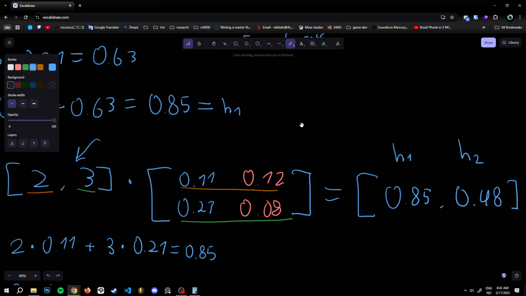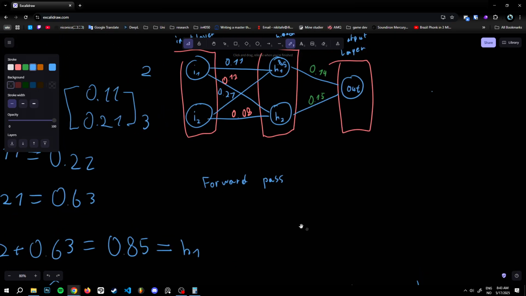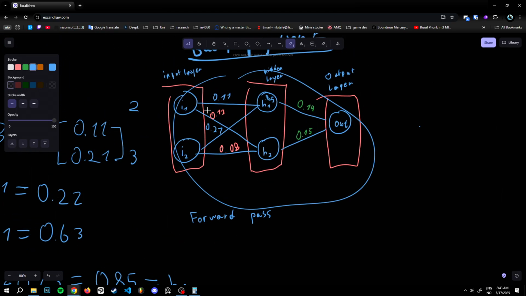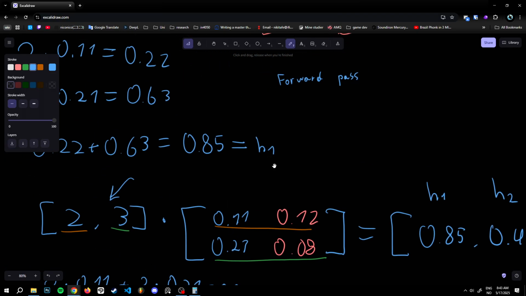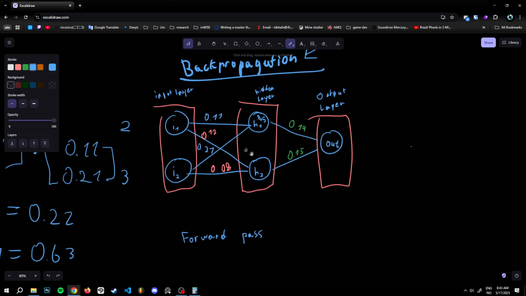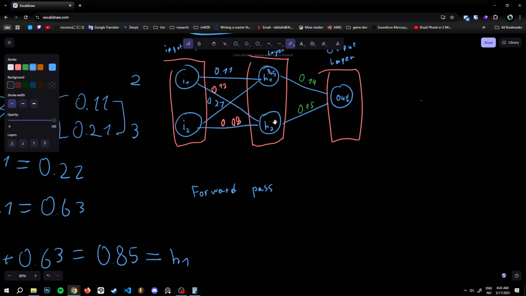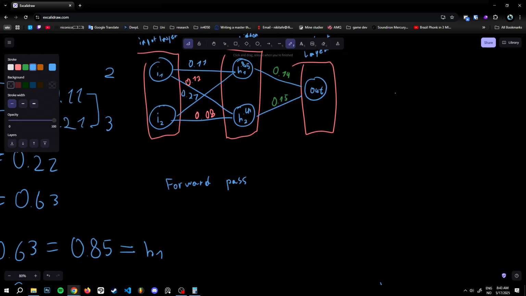And I'm really trying to drill in the beauty of matrix multiplication here, because for the first time, for me at least, it was very confusing. Well, what's the point of using matrix multiplication? Why are we doing this? And now I understand that it's a very simple overview of how all of this works through matrix multiplications. So what we basically did, we found the values for H1, H2, which are 0.85 and 0.48.